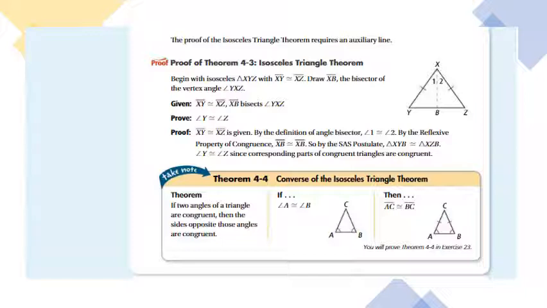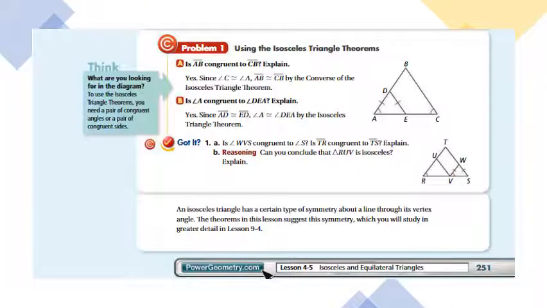Okay, so let's see here next, theorem 4-4, the converse of the isosceles triangle theorem. This is the converse. So if they give you that the two base angles are congruent, then the two sides are congruent. That's it. Very easy and simple. Let's see together problem 1 using the isosceles triangle theorem.